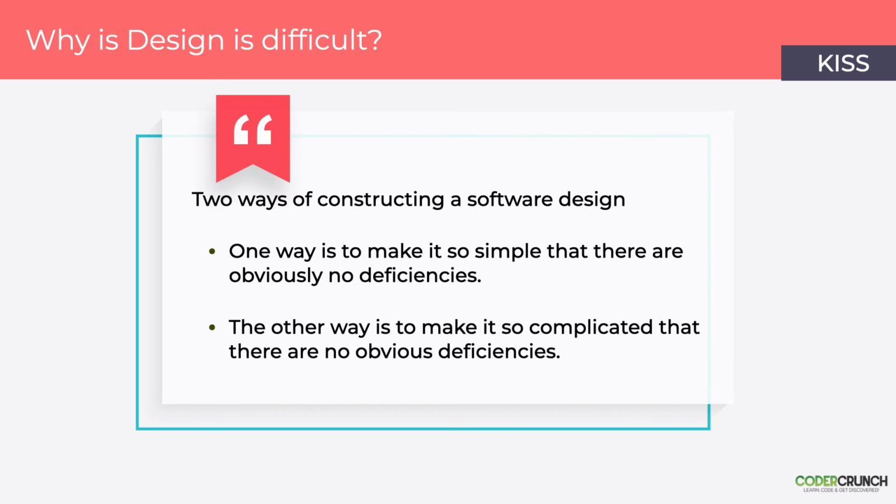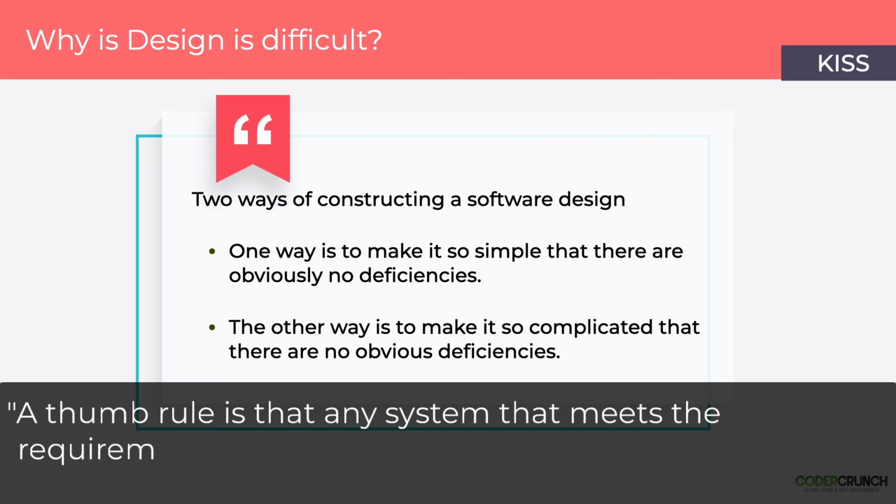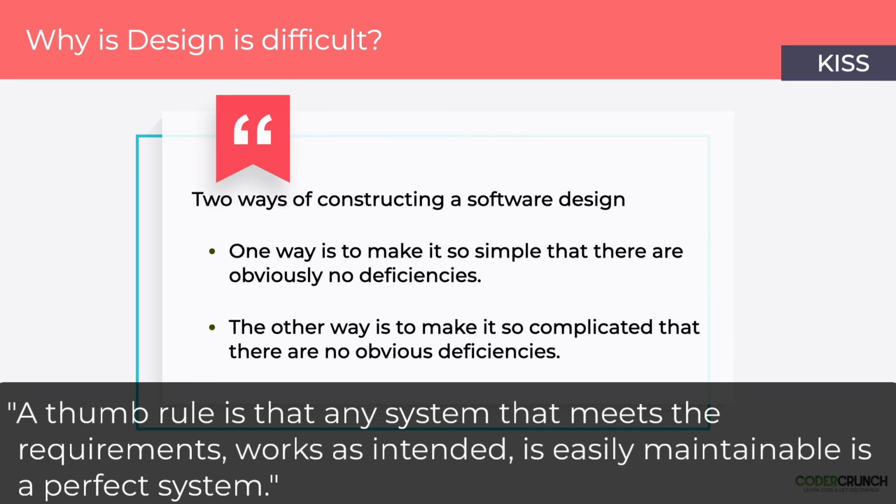Also, you may not be able to meet all the requirements 100% due to opposing system design constraints. Remember, in the real world, perfection is a moving target, so you have to be realistic about what practically defines a perfect system. As a rule of thumb, any system that meets the requirements, works as intended, and is easily maintainable is a perfect system. So based on your situation and your expectation, a system may or may not be perfect.